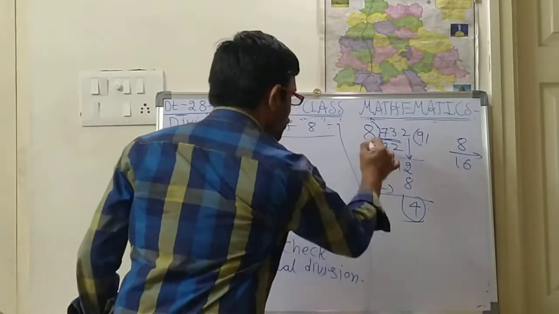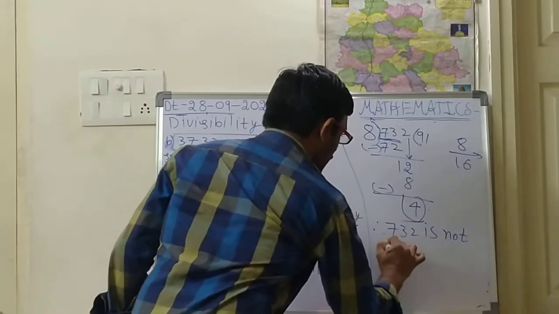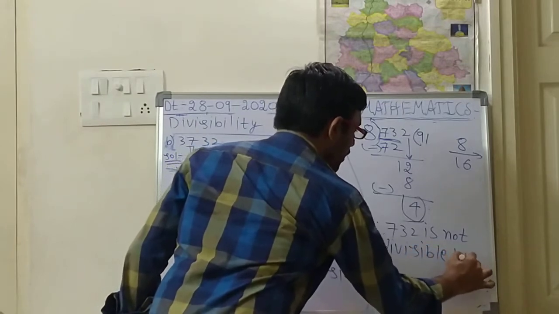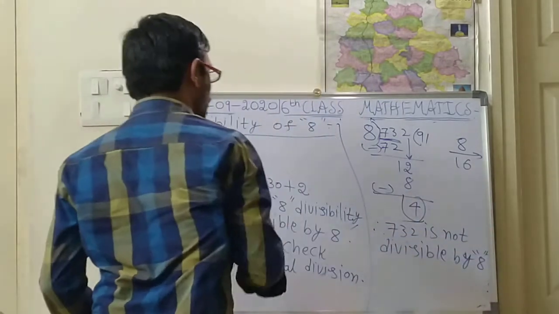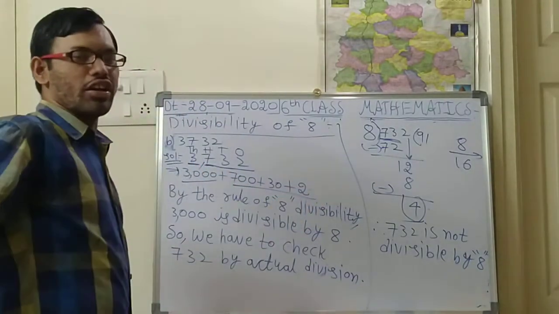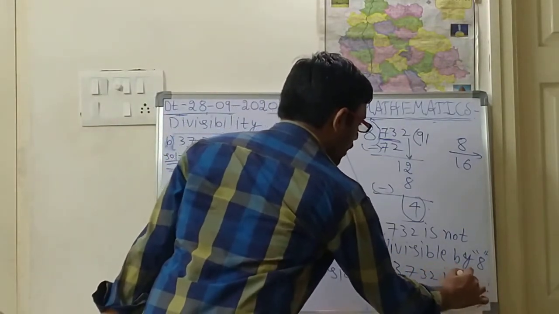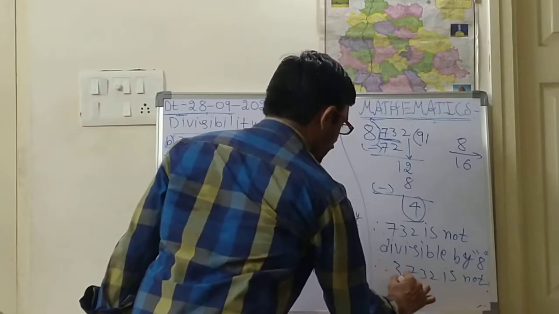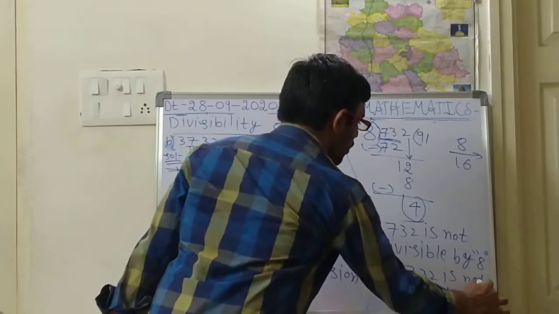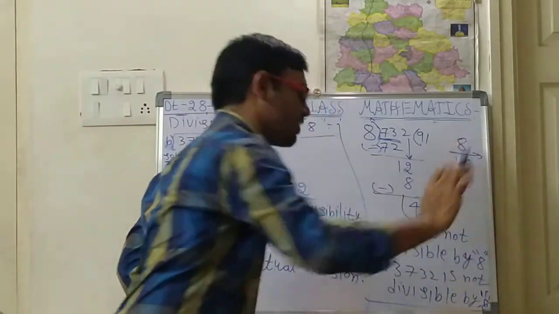So therefore what you should write? 732 is not divisible by 8. Finally, what you can say? 3000 is divisible by 8, but 732 is not divisible. Therefore 3732 is not divisible by 8. Like this you are supposed to end the answer. This is the end of the answer.